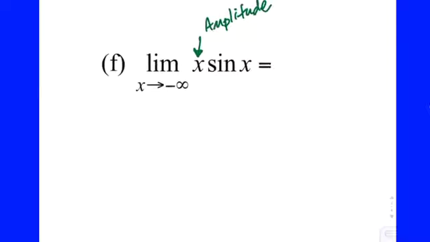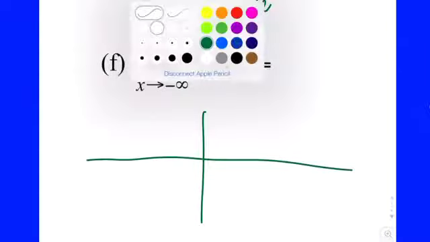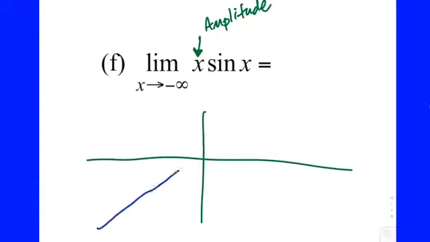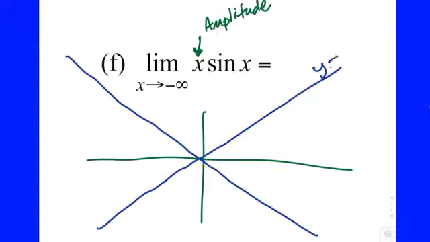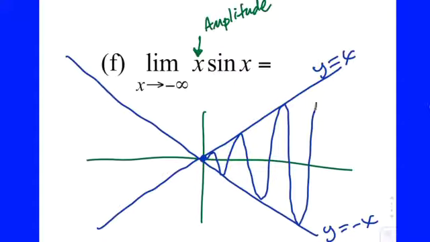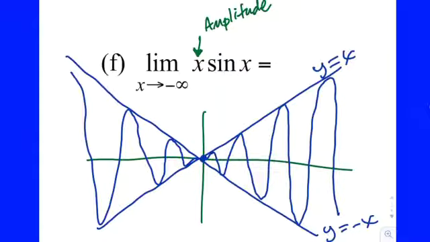If you want to think about this graphically, which is always kind of nice, think about the line y equals x and the line y equals negative x as being kind of the boundary lines for the amplitude of this function. And then you can start graphing it. At 0, it's going to be 0, and then it's going to start alternating like this. Okay, and so the amplitude is going to continue to get bigger and bigger. And similarly over here, it's going to do kind of much of the same thing.